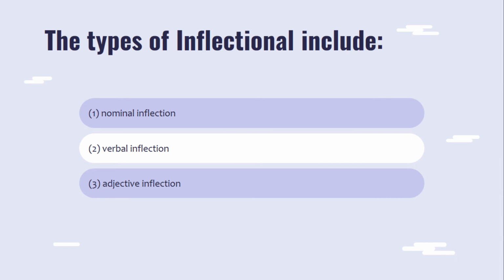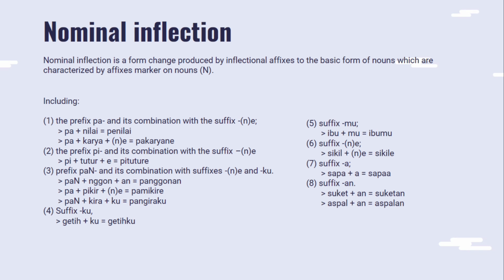And then the inflectional word formation. In Javanese, there are 3 types of inflectional, including 1. Nominal inflection, 2. Verbal inflection, and 3. Adjective inflection. Nominal inflection is a form change produced by inflectional affixes to the basic form of noun, which are characterized by affixes marker on nouns.